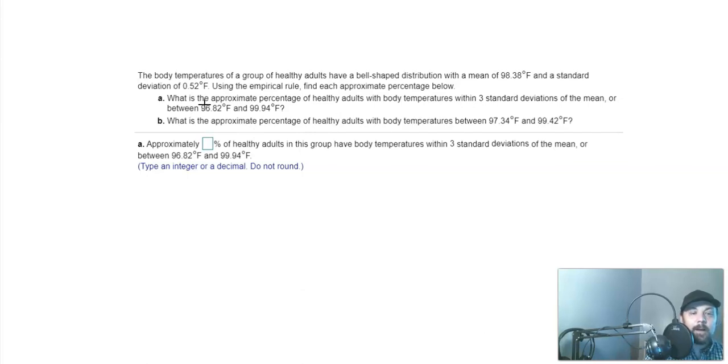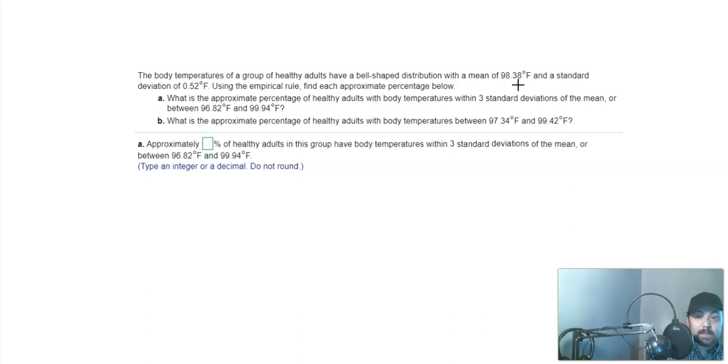So what approximate percent of healthy adults with body temperatures are within three standard deviations? It'd be the 99.7%. Right, that's what you'd put for A. What is the approximate percentage of healthy adults with body temperatures between 97.34 and 99.42? Well, to figure that out, you have to figure out how many standard deviations away these numbers are from the mean. The mean is 98.38. The standard deviation is 0.52.